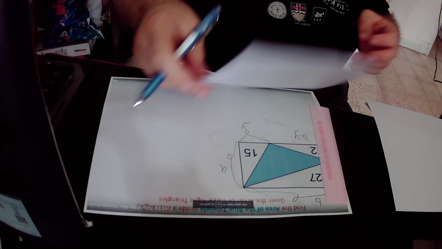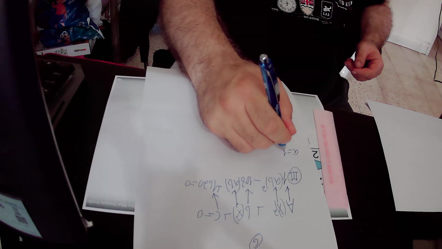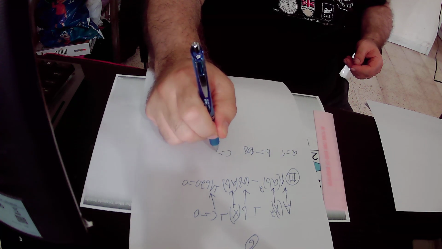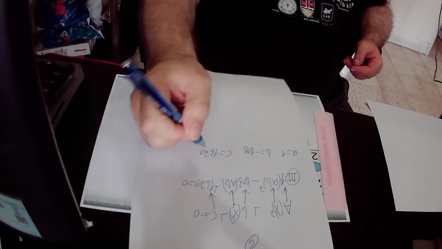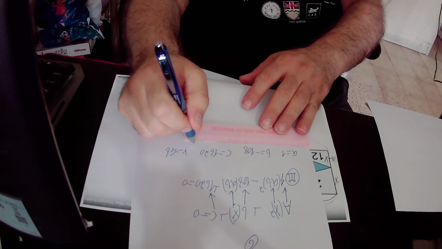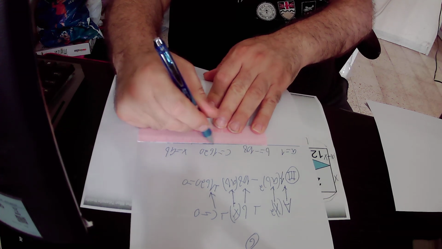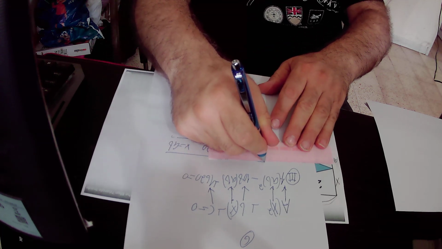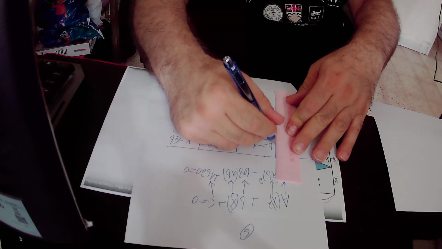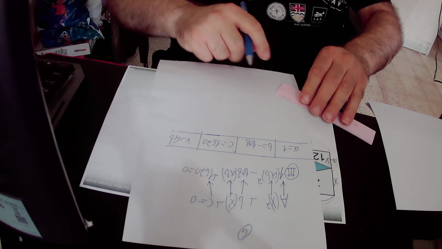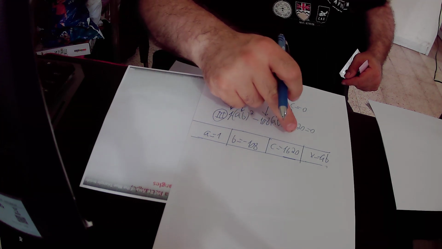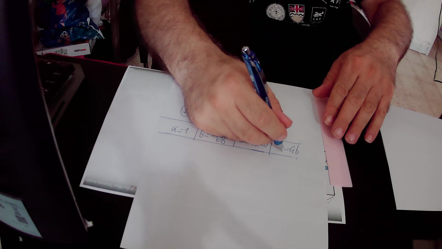Okay, so a equals 1, b equals negative 108, c equals 1620, and x equals AB. Okay, in our specific quadratic equation, a equals 1, b equals negative 108, c equals 1620, and x equals A times B.